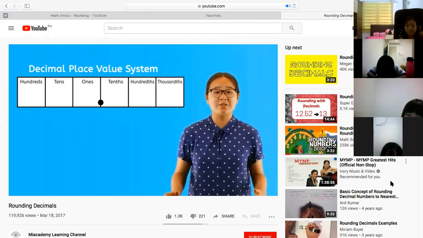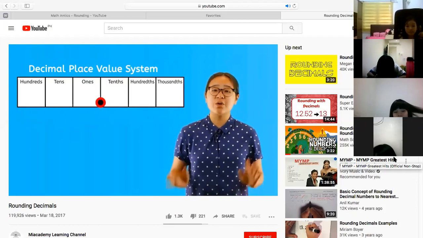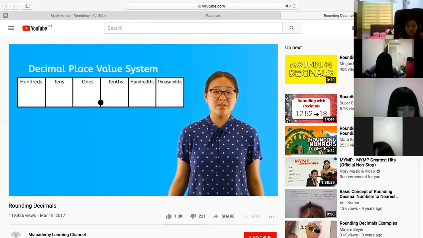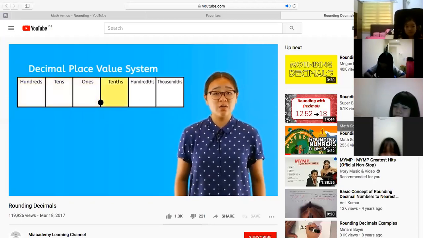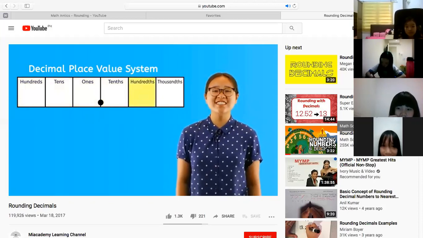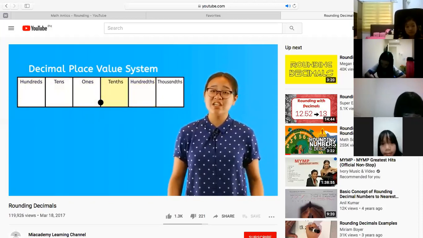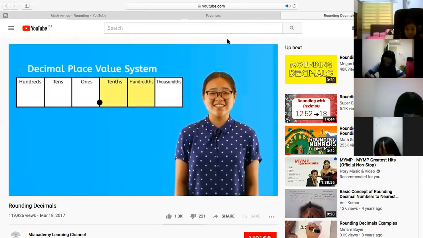Decimals have place values, just like whole numbers. These digits are to the right of the decimal point. When you round decimals, you can round to a whole number, round to the nearest tenth, or round to the nearest hundredth. Most of the time, you'll round to the nearest tenth, but we'll look at rounding to a whole number, to a tenth, and even to a hundredth.